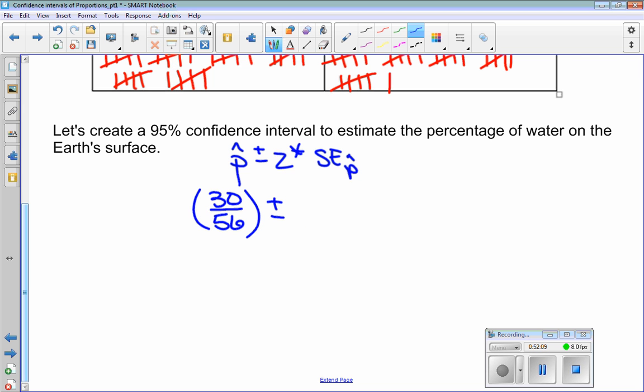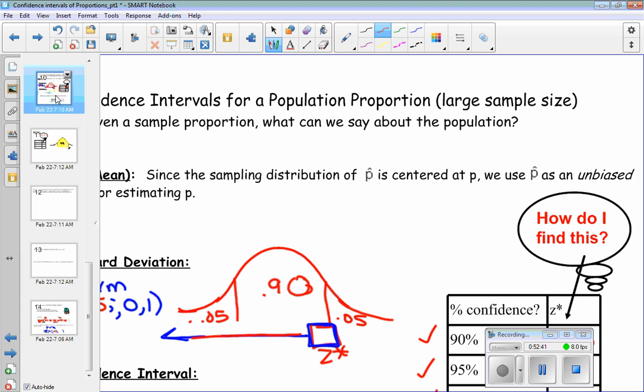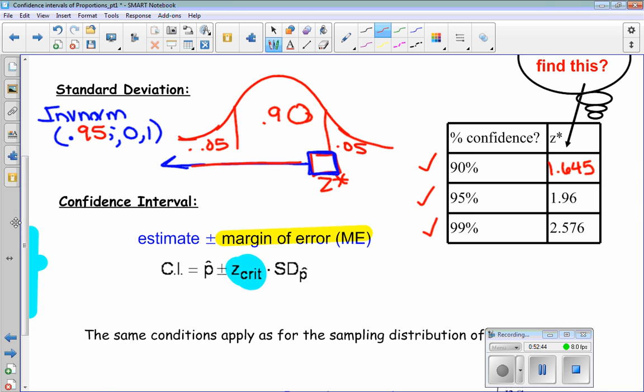Your margin of error we need to find. We want 95% confidence. So what is the z star that's associated with that? Exactly, 1.96. It's approximately 2, I agree, but 1.96 doesn't change. It only changes if your confidence level changes. You want it to be 90 or 95. If you actually go back and look, the 95% confidence is 1.96, 1.645 is 90, and 2.576 is 99.